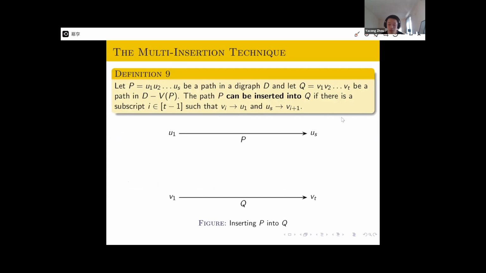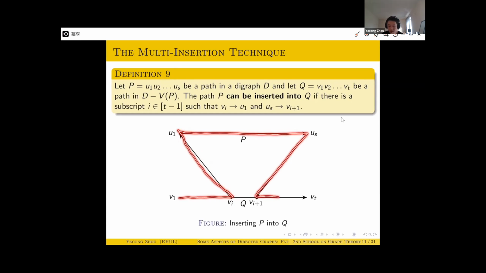Let us consider two disjoint paths P and Q. Just like what has been shown on the figure here, P is the path u1, u2 up to us, and Q is the path v1, v2 up to vt. We say that P can be inserted into Q if there exist two consecutive vertices vi and vi plus one in Q, such that vi dominates u1 and us dominates vi plus one. In this case, we may replace this arc here by the longer path here. If we do that, we can get a longer path that visits all the vertices in P and Q.